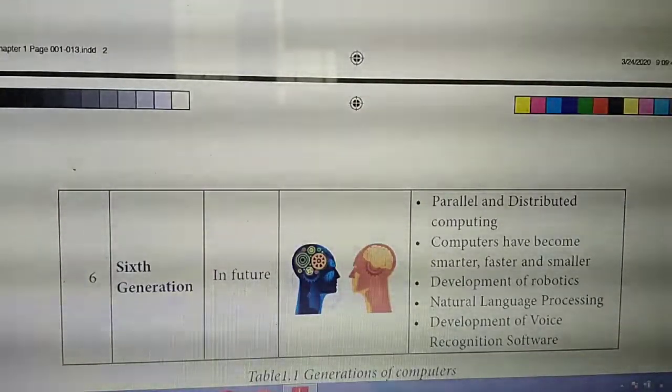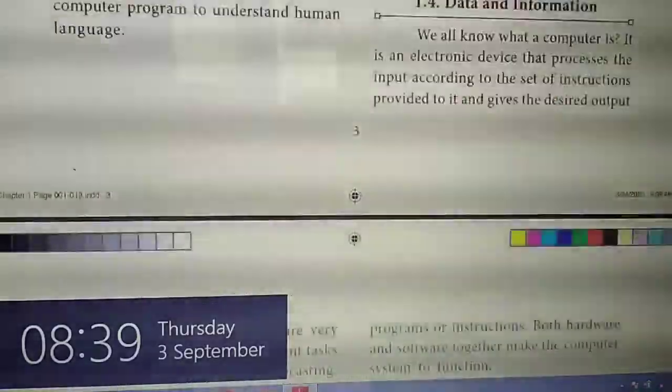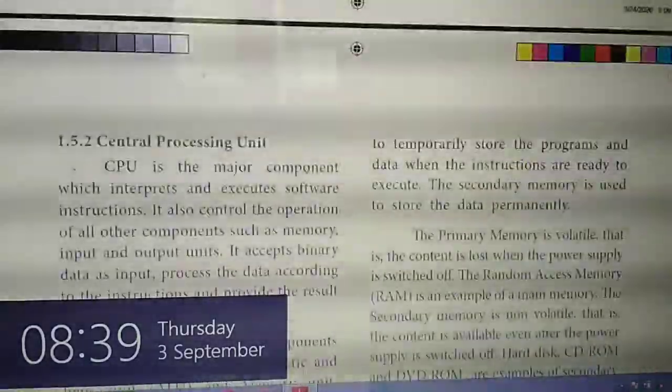Then, 8th question, page number 8. Significant features of monitor. 8th question. Take page number 8.